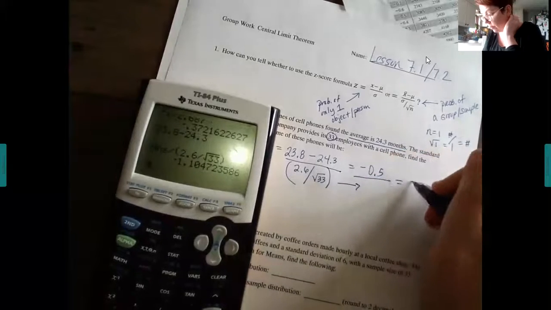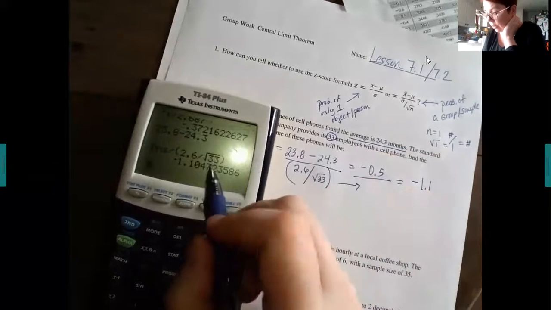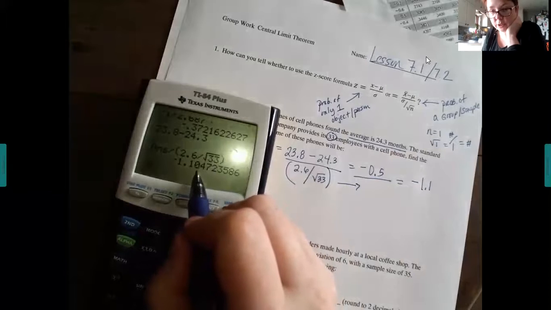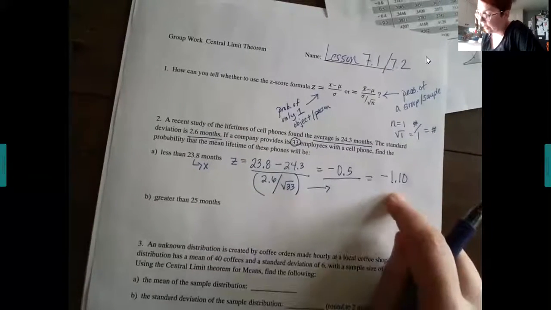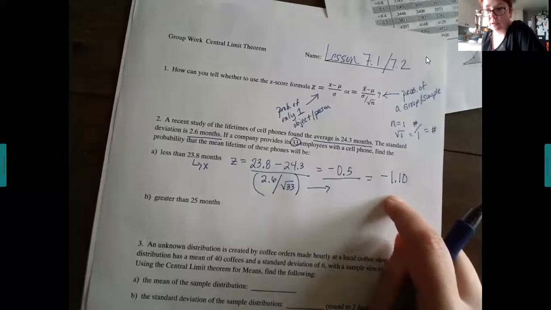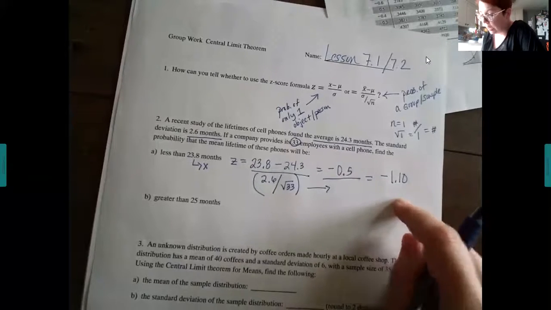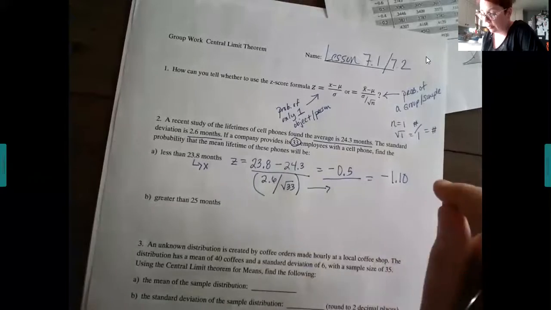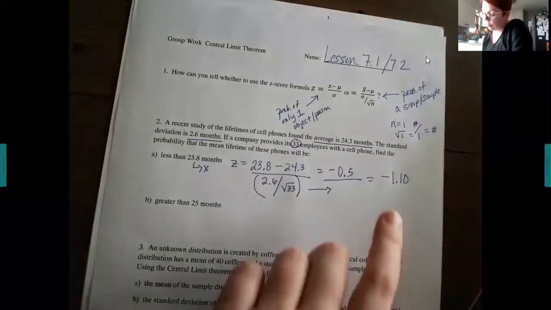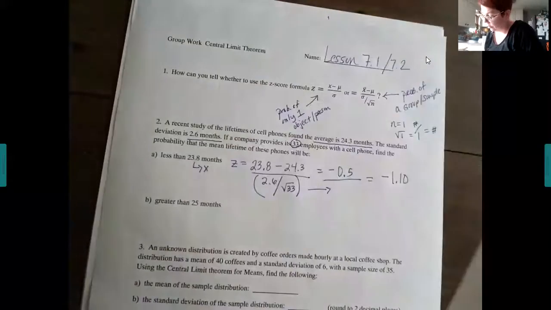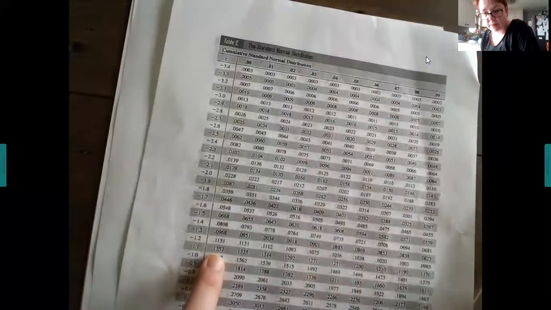And so we get a z-score of negative 1.1, and this 4 is not big enough to change that 0. Close, but not close enough. Okay, so again, that's not your answer, that's the z-score. So we have to look that up in a table, in table E, to get the probability answer. We're going to look up negative 1.10, negative 1.1, and then 0. We see it's 0.1357.